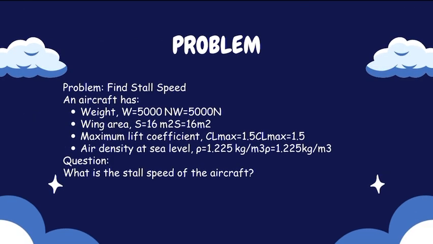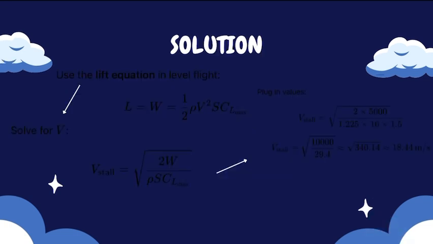So now let's move on to the problem. The problem is we need to find the stall speed. An aircraft has a weight of 5,000 and a wing area. We have the wing area, maximum lift coefficient, and air density at sea level. And now the question is, what is the stall speed of the aircraft? So now let's move on to the solution.